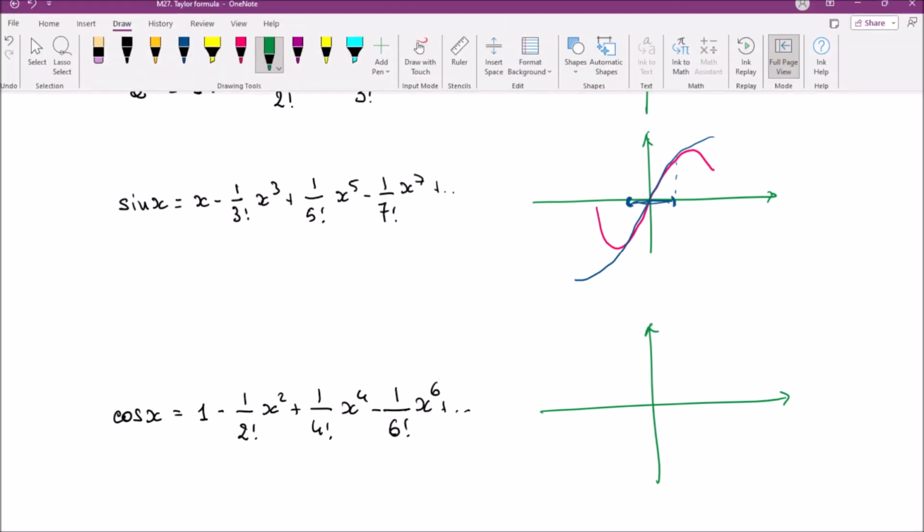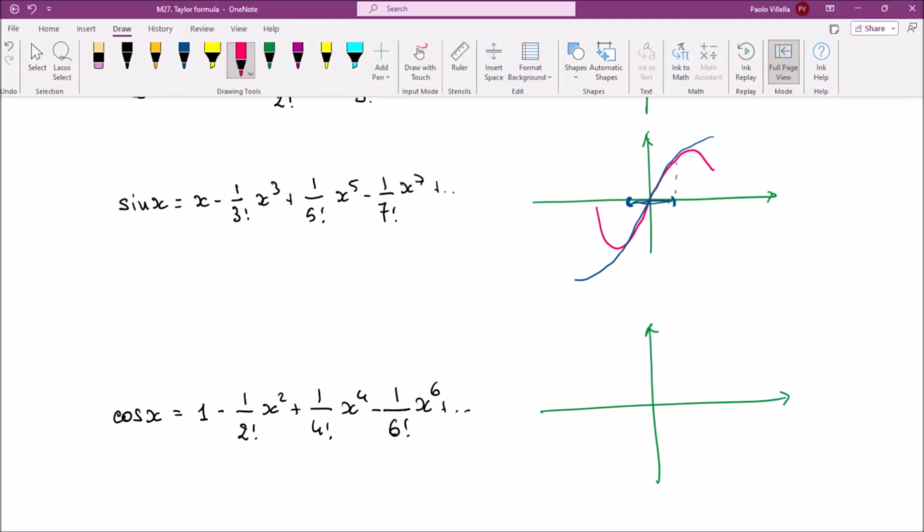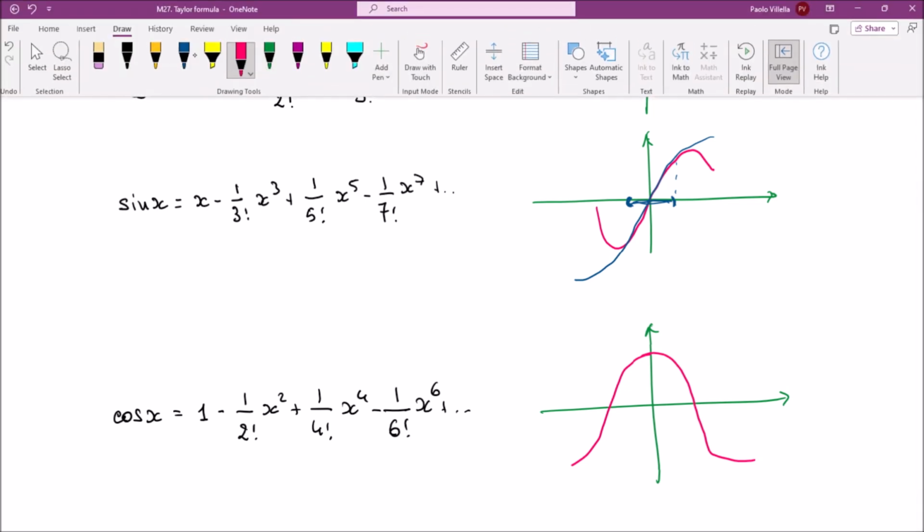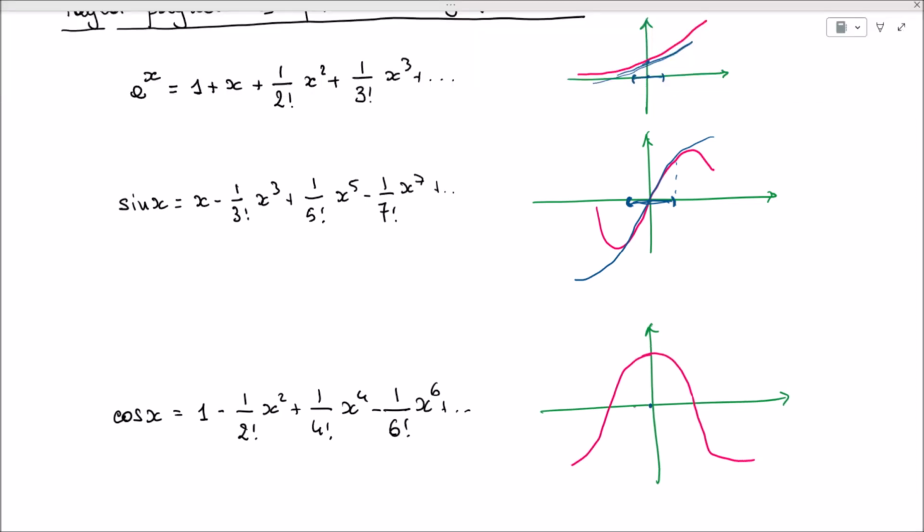The graph of the cosine of x is something like this, and we are saying that we are approximating this with a polynomial in the neighborhood of the origin. So we might think of a function like this.